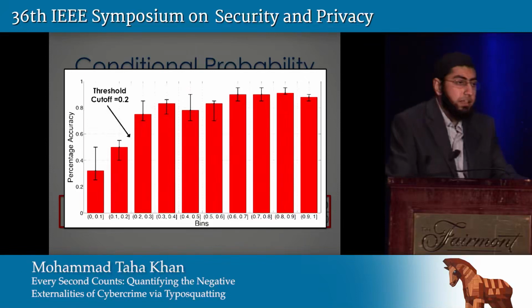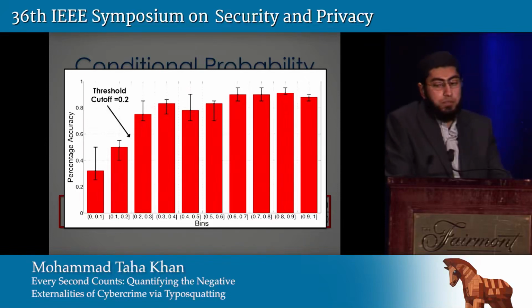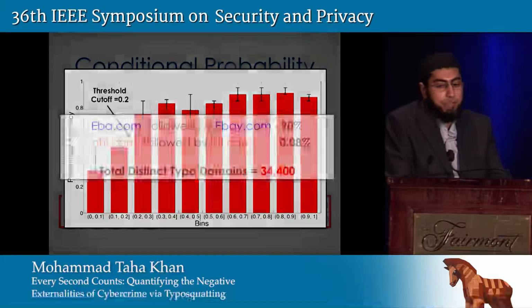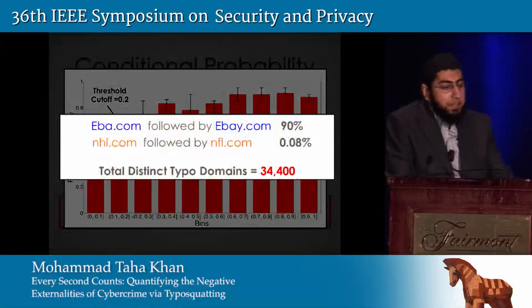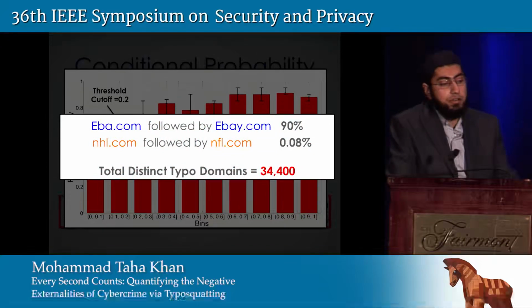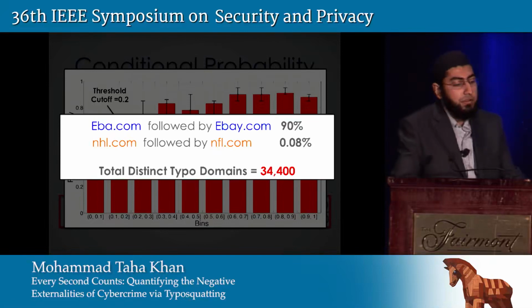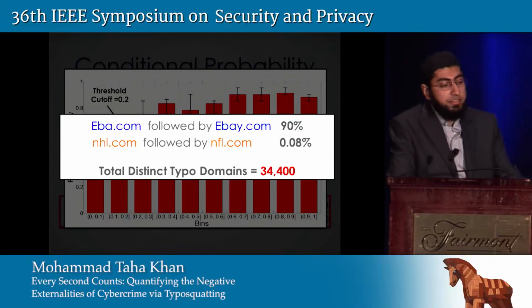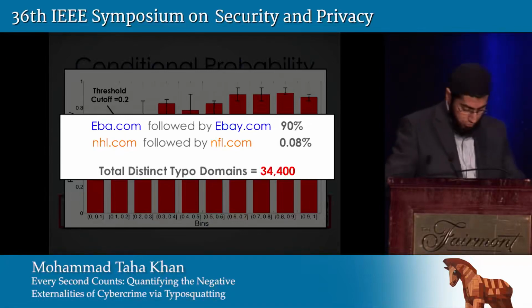Now let me go ahead and explain how our conditional probability model is different from simple lexical analysis. By looking at these examples, we see that EBA.com followed by eBay.com appears 90% of the time within the data set. However, NHL and NFL, which might seem to be lexically similar websites, only appear 0.08 times within the data sets within the same 3-second window.